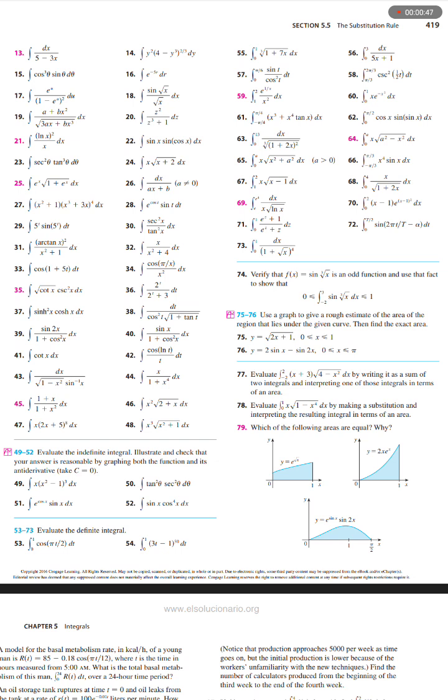From 53 to 73, evaluate the definite integral. The integral from 0 to 1 of cosine of pi t over 2 dt. The integral from 0 to 1 of (3t minus 1) to the power 50 dt.